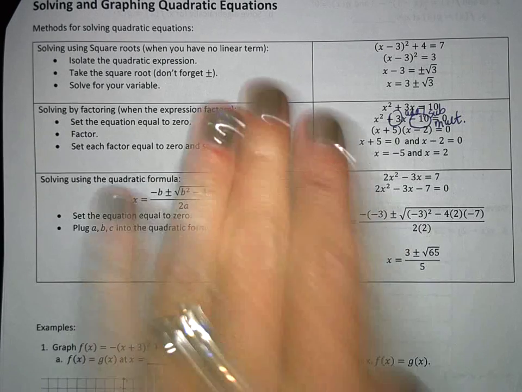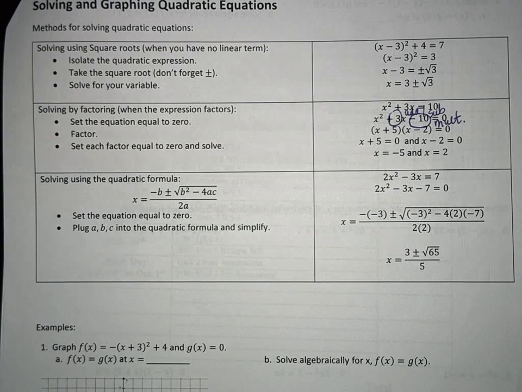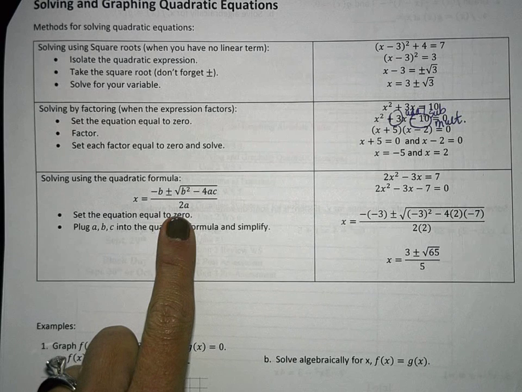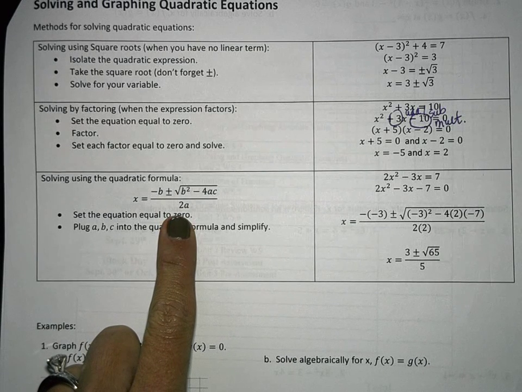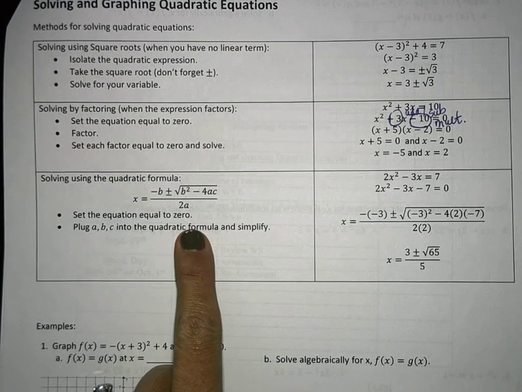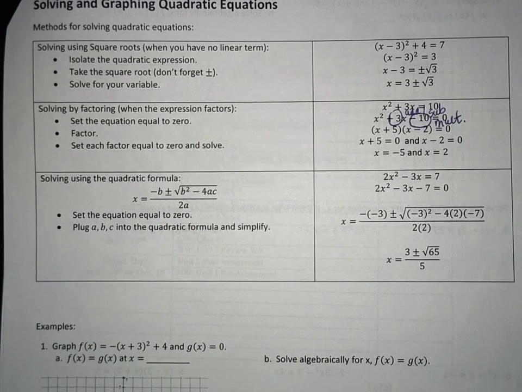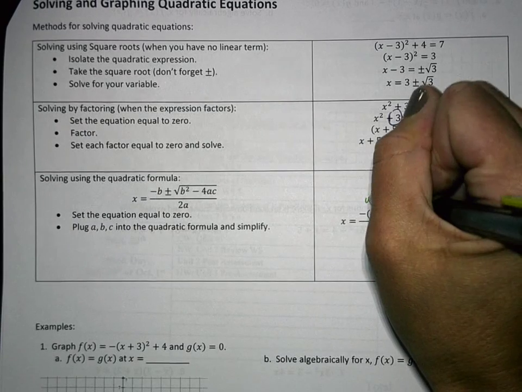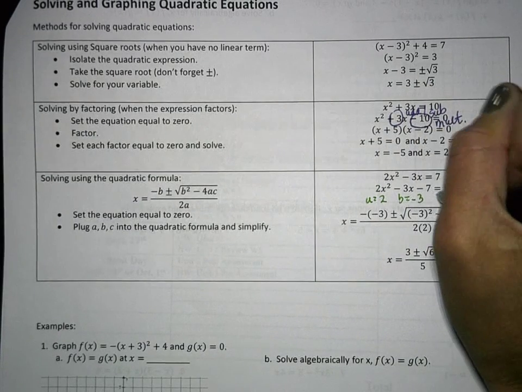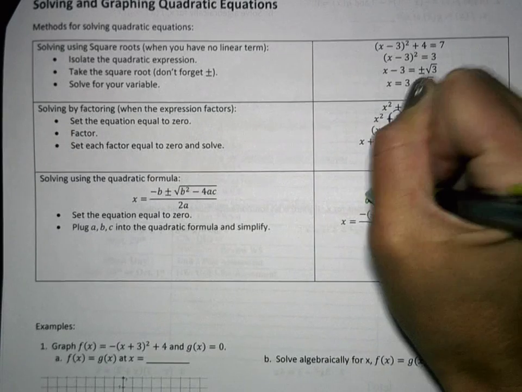The last way is if you can't use either of those methods, then you have to use your quadratic formula. This is something you should have memorized, and if you don't have it memorized, you need to memorize it. Again, it has to be set equal to 0. And remember here, once you're at this point, your A value is 2, your B value is negative 3, and your C value is negative 7.